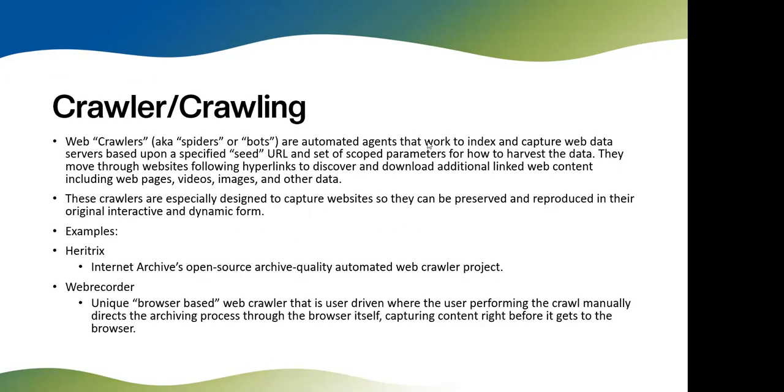So some key terms: a crawler or crawling. Web crawlers, also known as spiders or bots, are automated agents that work to index and capture web servers based on a specified seed URL and set parameters on how to harvest the data. They move through websites following hyperlinks to discover and download additional linked web content, including web pages, videos, images, and other data. These crawlers are especially designed to capture websites so they can be preserved and reproduced in their original interactive and dynamic form. Some examples are Heritrix, which is used by the Internet Archive and Archive-It.